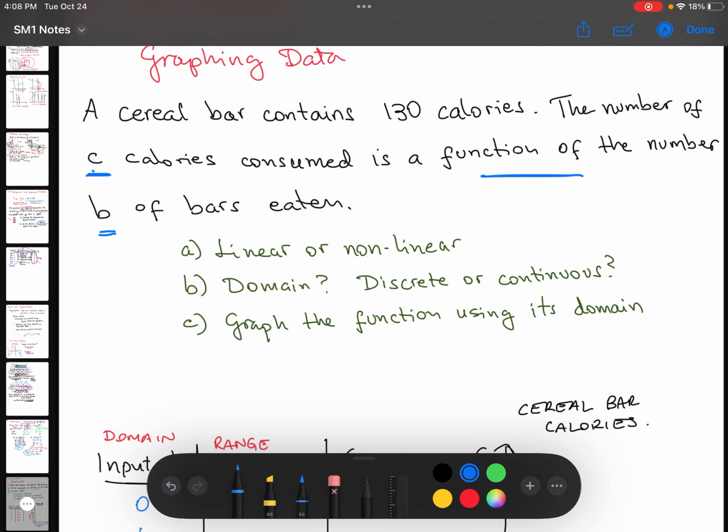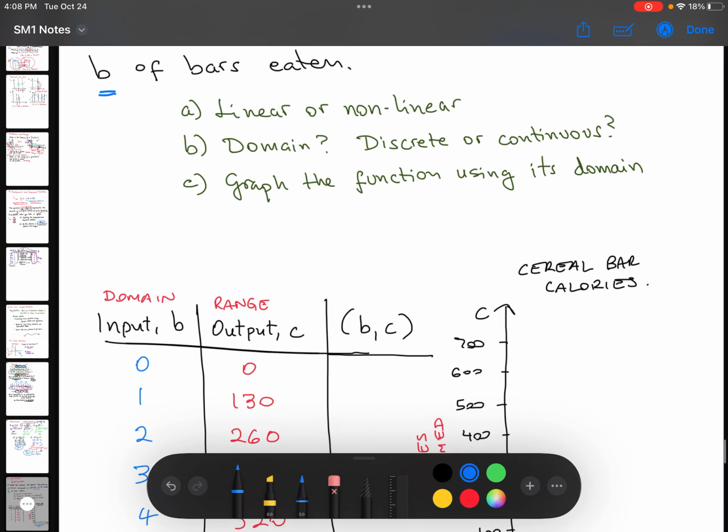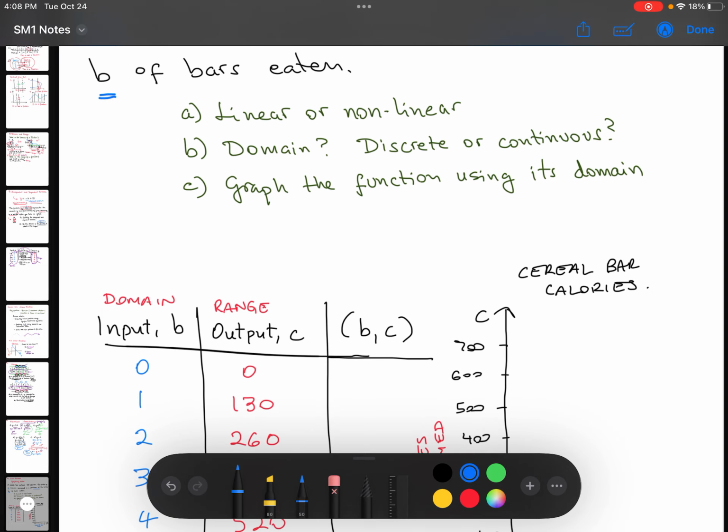Let's determine whether this situation is linear or nonlinear. Let's find the domain of the function and determine if the domain is discrete or continuous, and we're going to explain it. And we're also going to graph the function using its domain. So I did this all for you before we continued because I'm saving time. I wanted you to notice something.